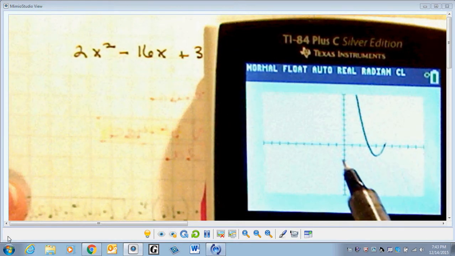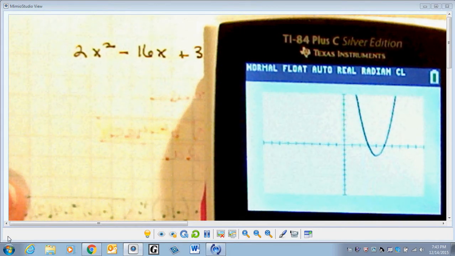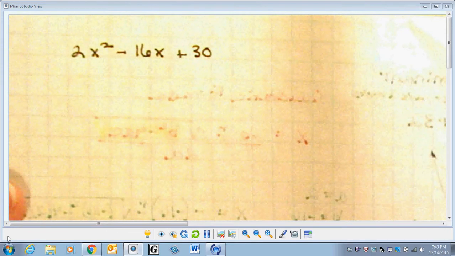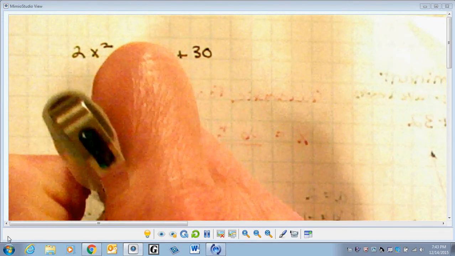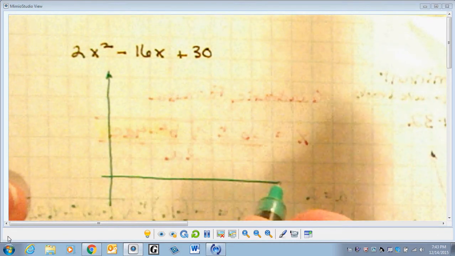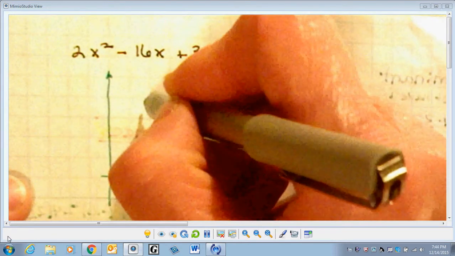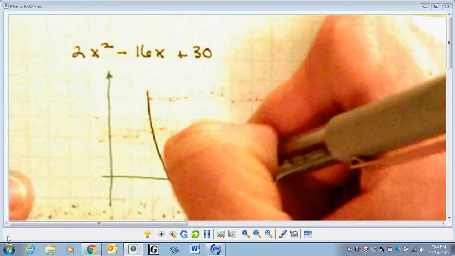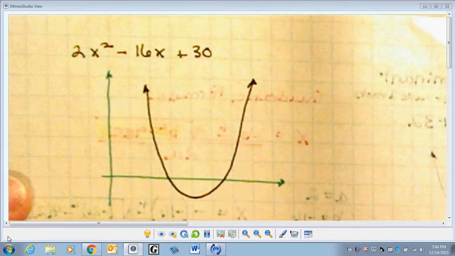So we have a root here at 3 and a root at 5. Okay, so let's go ahead and we're going to put in our y-axis and our x-axis. And again, I'm just sketching, so I really don't care what it looks like. I'm just trying to conceptually get an idea. So I'm just going to draw that in there.